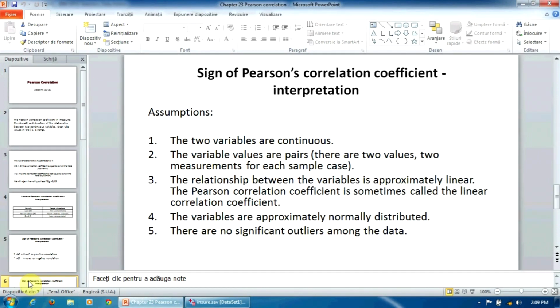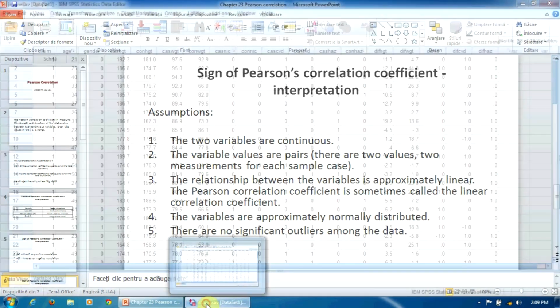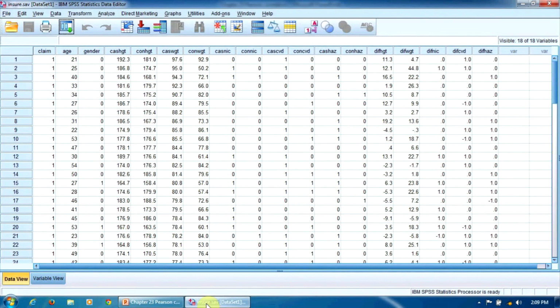That being said, we can move to our practical example. Let's go to the Insure-SAV database. As you remember, this database contains information about 70 customers of an American insurance company. We are going to find out whether there is a significant correlation between the weight and the height of our subjects in the total population.